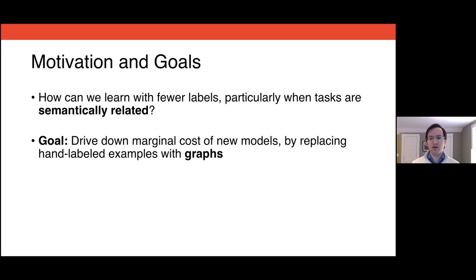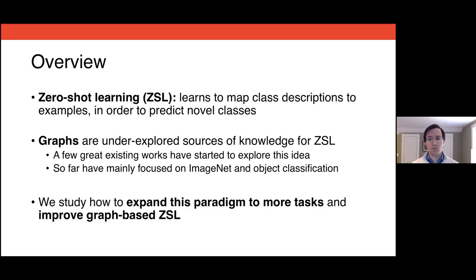Our primary goal here is to drive down the marginal cost of new models by replacing hand-labeled examples with graphs that describe new tasks and how they're related to the tasks that we already know how to do. Broadly, this type of machine learning is called zero-shot learning. In the first part of the talk, I'll give you a rundown of this area because I think it's really exciting and could use more people thinking about it and paying attention to it. I want to introduce that broadly in case you haven't seen it before.